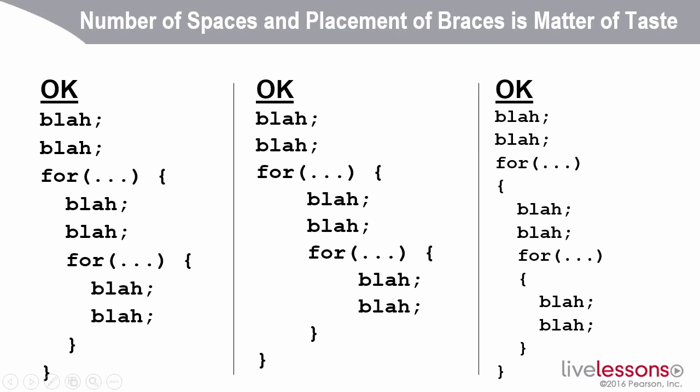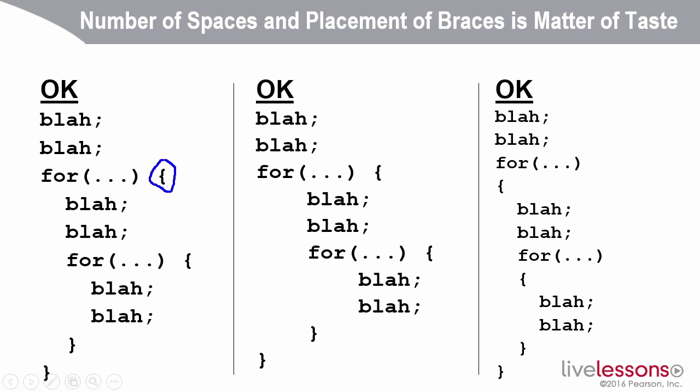So the argument in favor of putting it on the following line is the open curly brace is lined up right on top of the closed curly brace. All right, that's a reasonable argument. They're lined up on top of each other. You can kind of scan and see which open curly brace corresponds to which closed curly brace. That's a reasonable argument.